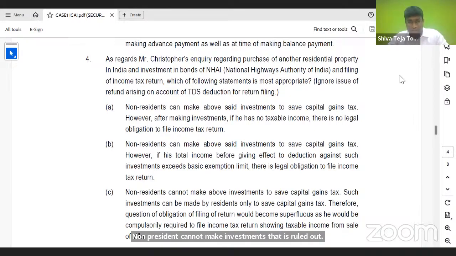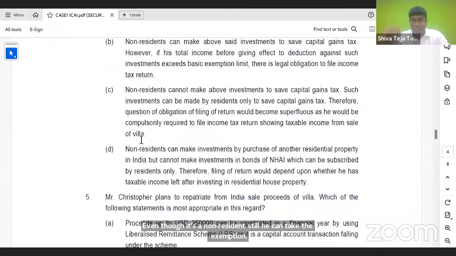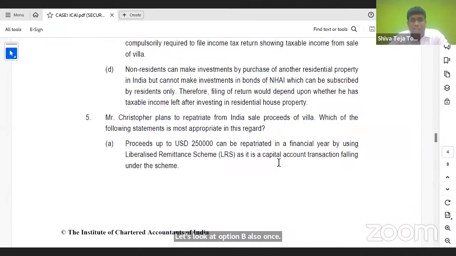Let's look at option D also once. I just scroll it further. Non-resident can make investment by purchase of another property, but cannot make investment in bonds of NHAI. That is also gone. So the best suitable option is option B, my dear friends.